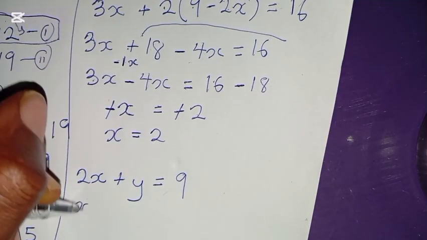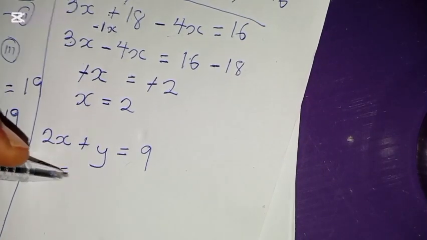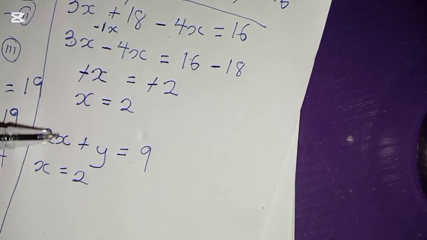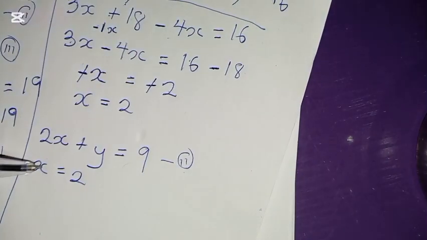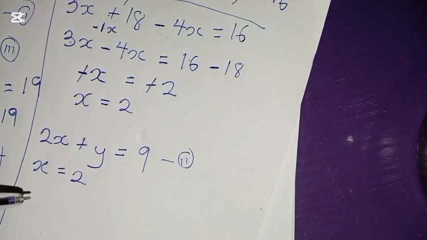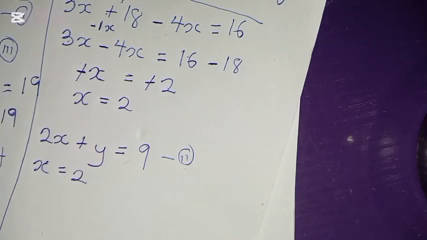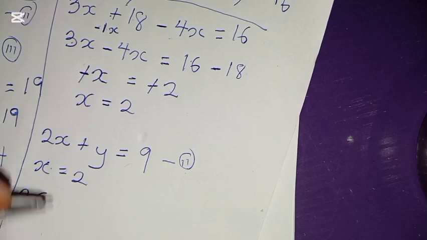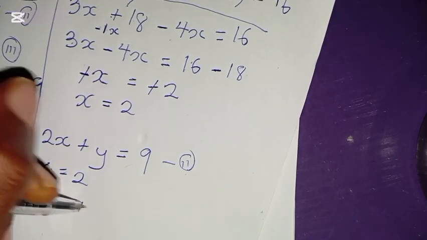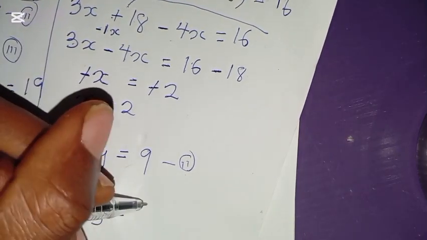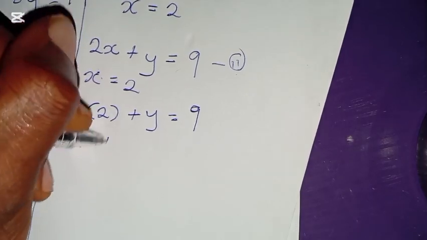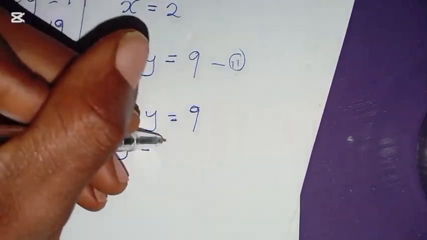So we know x is equal to 2. In this situation, instead of writing equation 2 again, now that we know what x is, we just input the value to get our y. Now x is equal to 2. That will be 2 brackets. Instead of putting x, now we put 2, plus y is equal to 9. We know 2 times 2 is equal to 4. So we put 4 plus y is equal to 9.